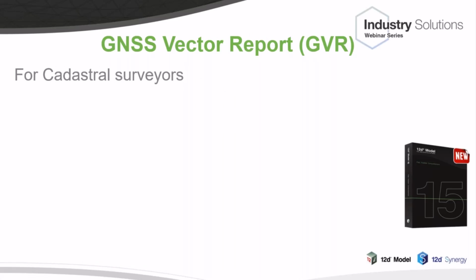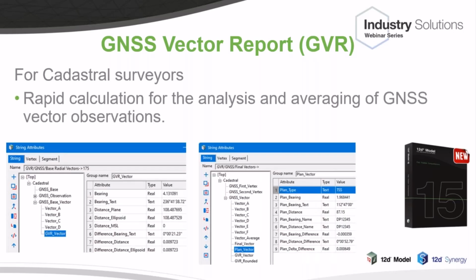GNSS Vector Report, GVR. This is a new one that's only just been released, I think in C1K. It is mainly for cadastral surveyors. It's been specially organised by our friends at 12D NZ. It's for the rapid calculation, analysis and averaging of GNSS vector observations, which they do all this sort of thing in New Zealand.